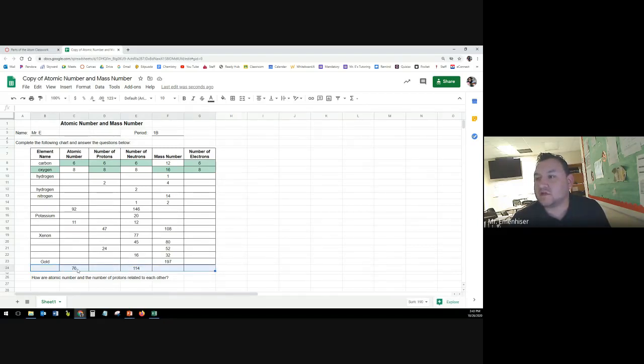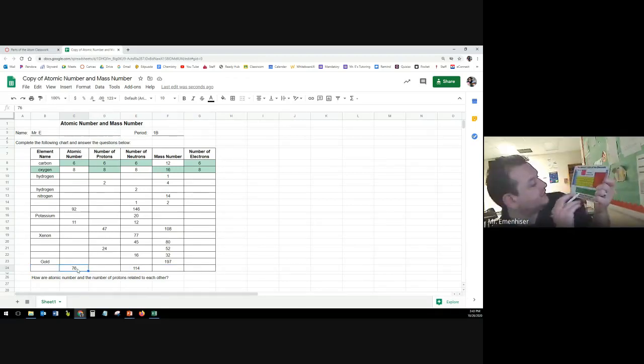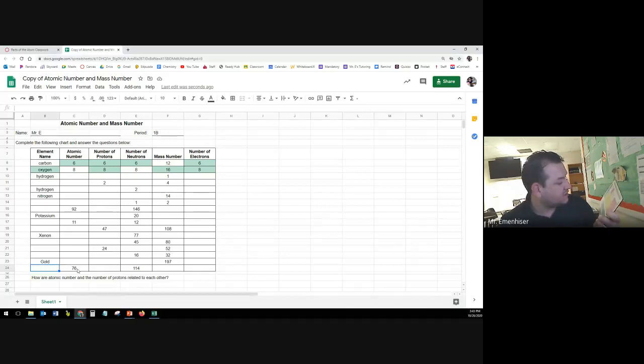We have the atomic number, it's 76. So let's look on our handy dandy periodic table and find 76. 76 is right here, and it's Os. So I'm going to write osmium. Let's see if I can spell that right. Osmium. All right, we got it spelled right.